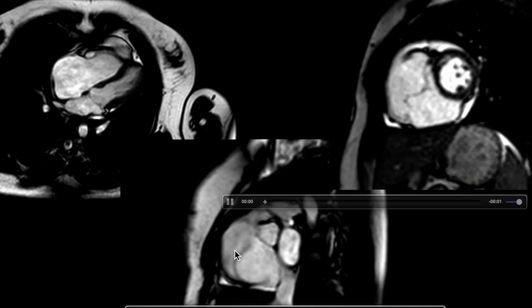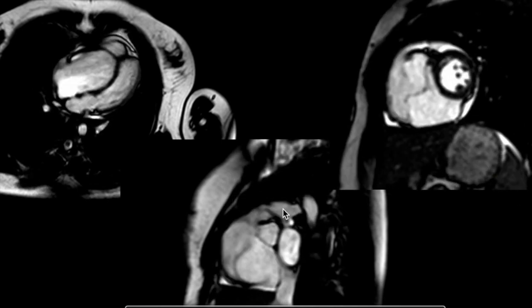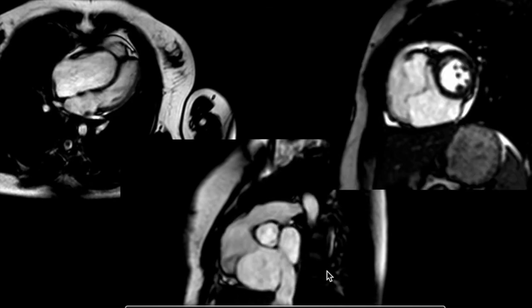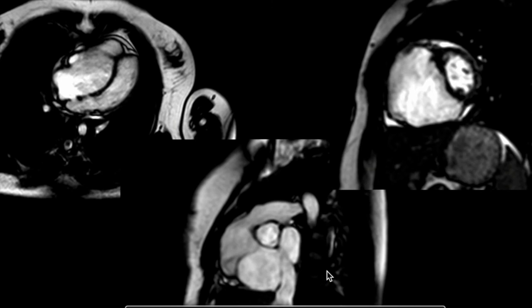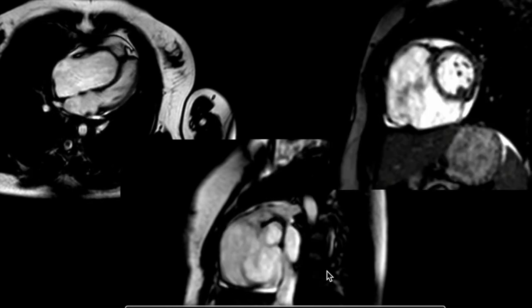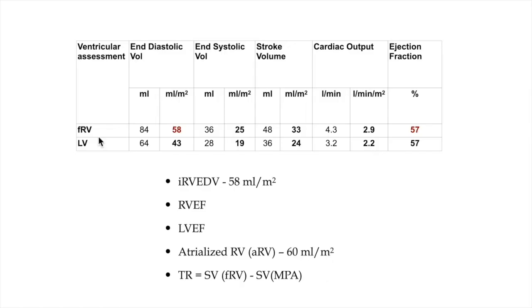So in the RVOT images, you can see the functional RV as well as the RVOT and then the MPA. As you can see in this RVOT view, the RVOT itself takes part in the function of the RV to propel the blood into the MPA. So it is very important to include the RVOT as a part of the functional RV when we are assessing it. So the functional RV also includes the volume of the RVOT.